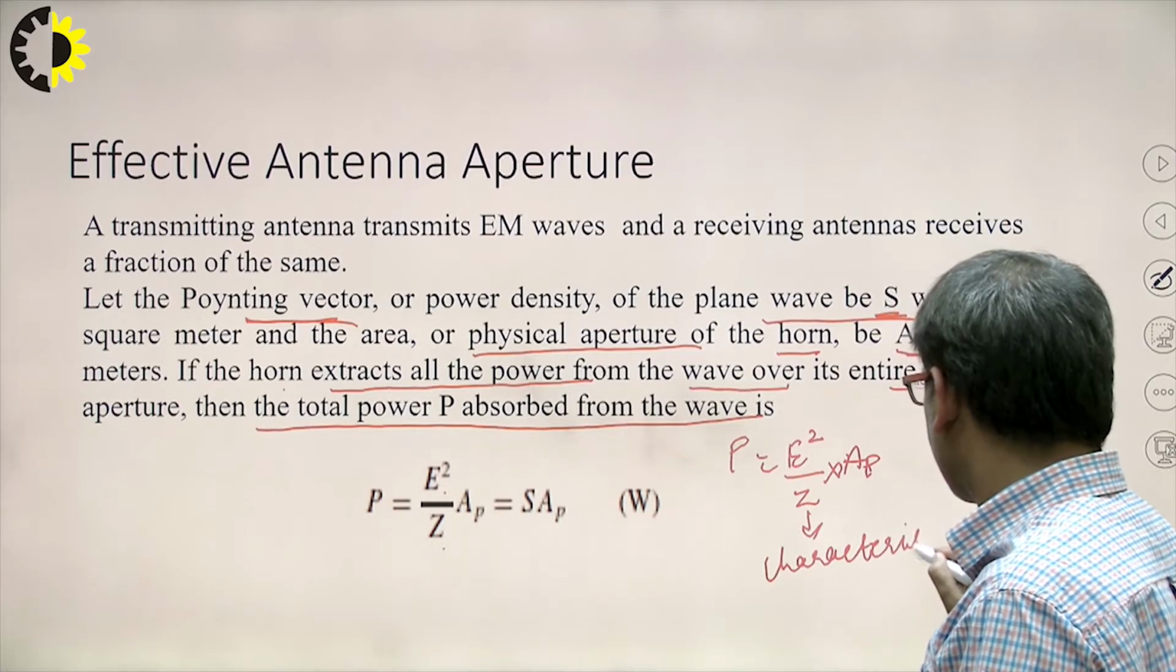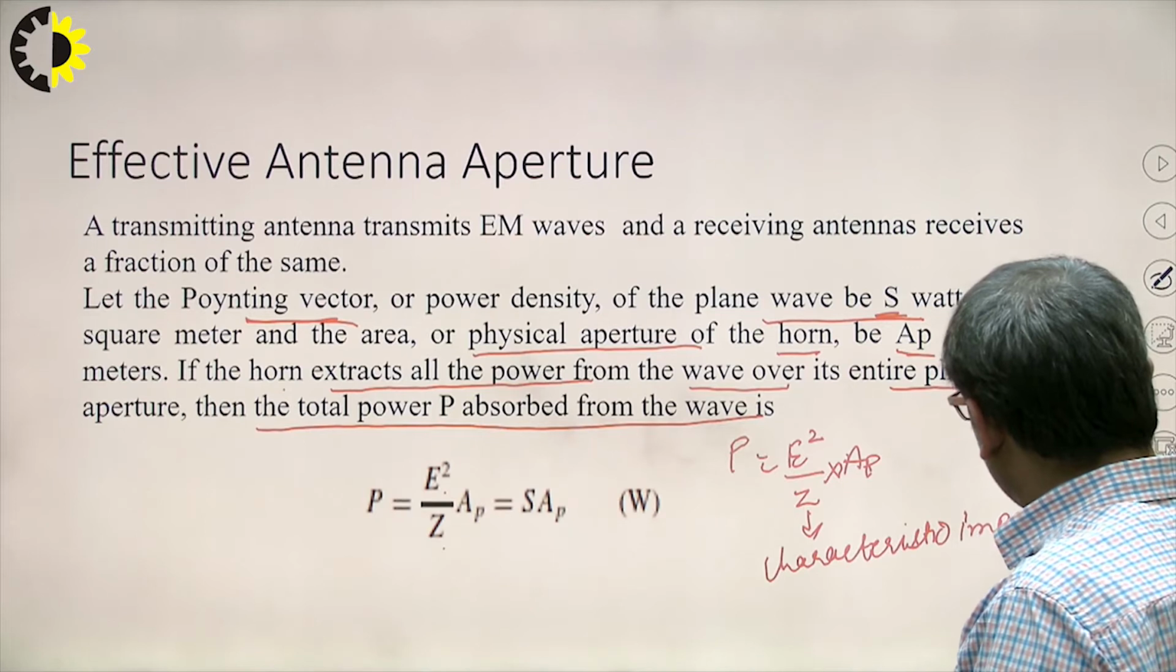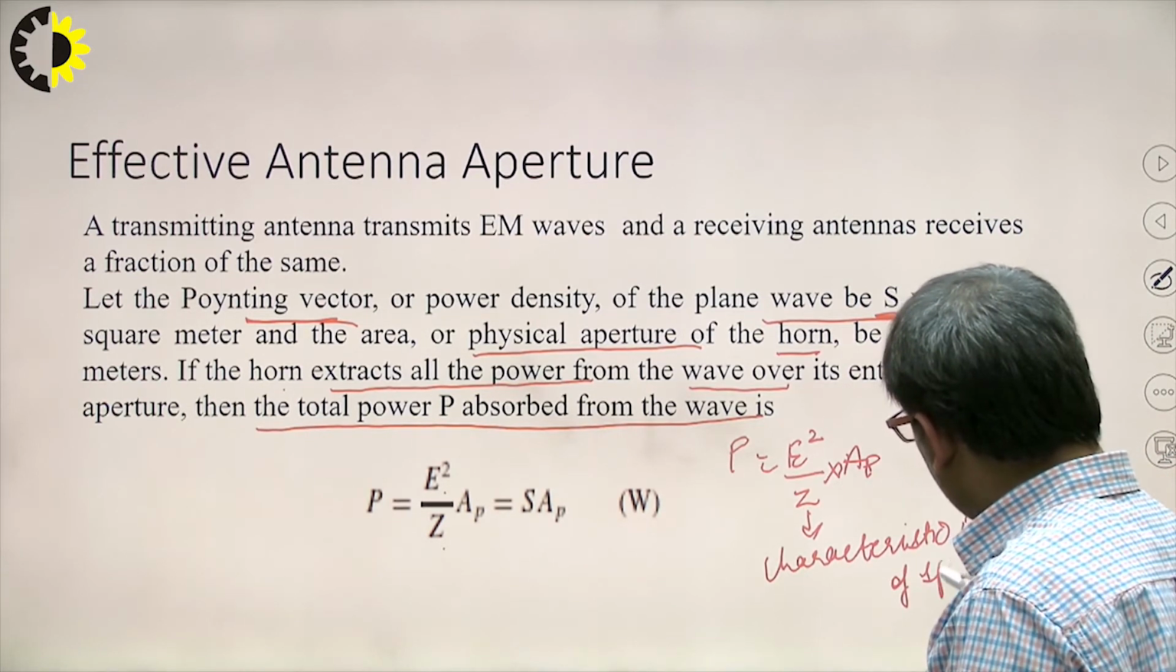And Z is the characteristic impedance of space. Clear?